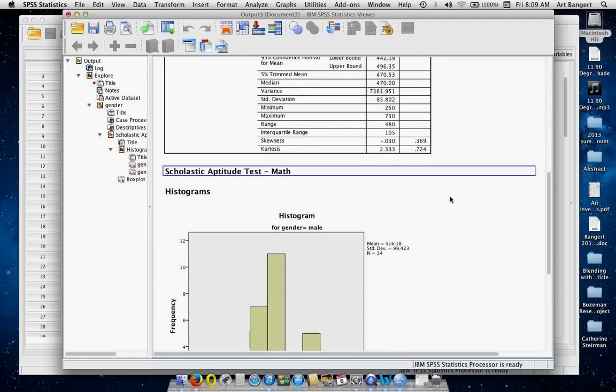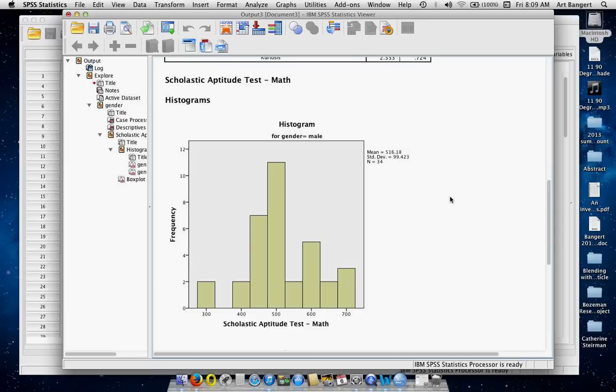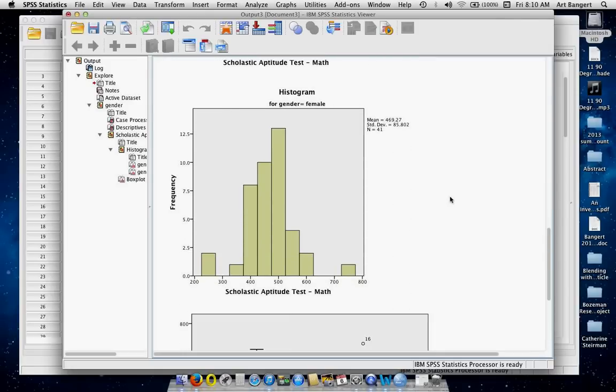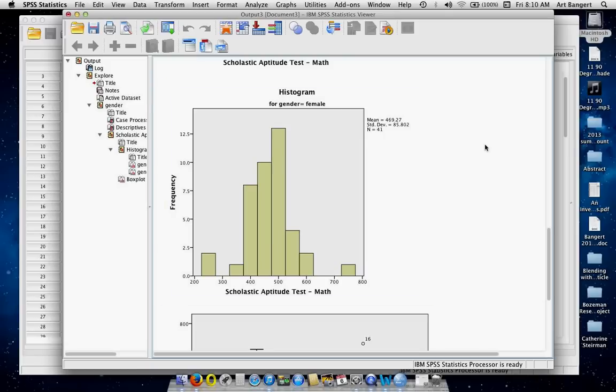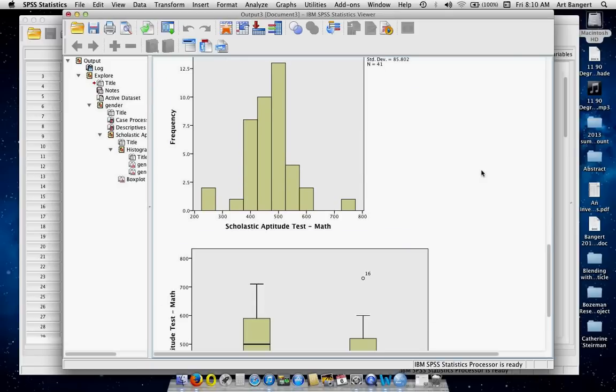Then if we scroll down, we can see the histogram of Scholastic Aptitude Test just for males, and then we see the histogram of Scholastic Aptitude Test just for females. And you can see that they're labeled here. We get the mean, the standard deviation, and then how many females were in this particular group.